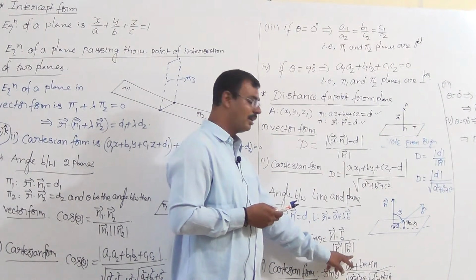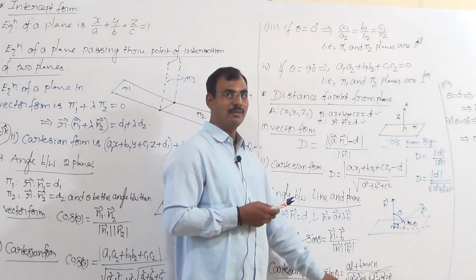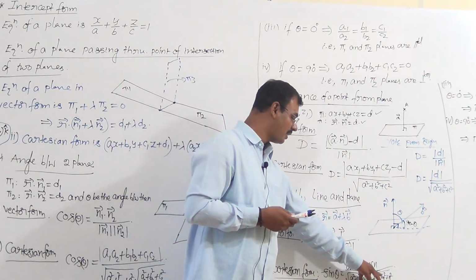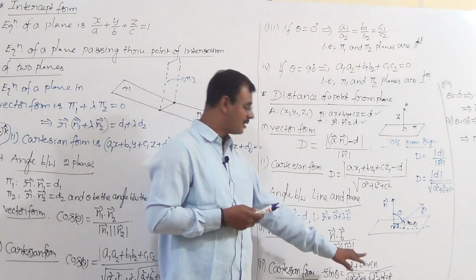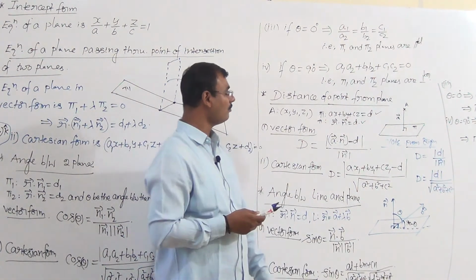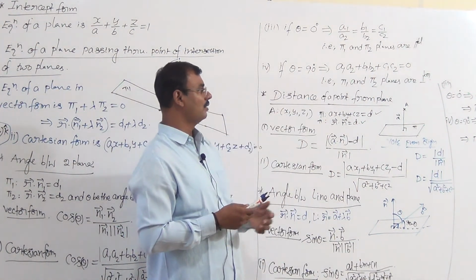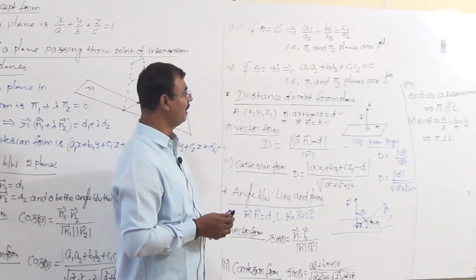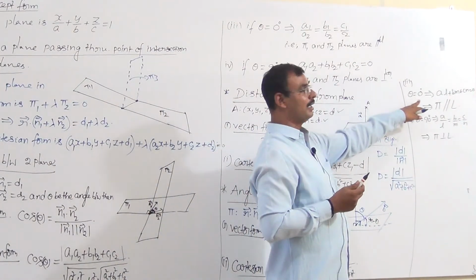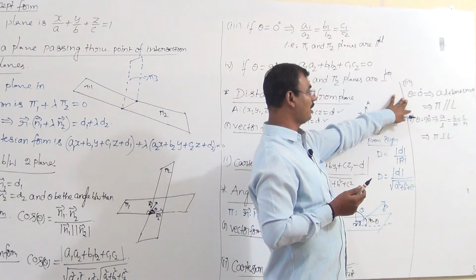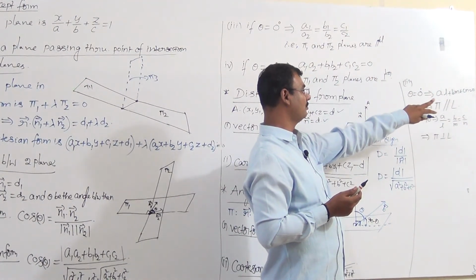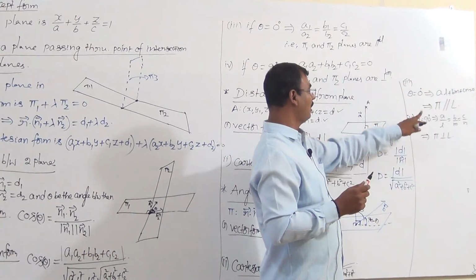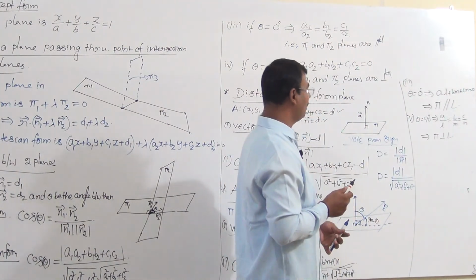sin θ = (Al + Bm + Cn) divided by √(A² + B² + C²) into √(l² + m² + n²). Remember, this is not 1, these are the drs. Here are the conditions. If θ is 0 degrees, the condition will be Al + Bm + Cn = 0. That means the plane and line are parallel. If the plane and line are parallel, remember the condition Al + Bm + Cn = 0. Remember this condition a number of times. If the plane and line are perpendicular, then A/l = B/m = C/n.